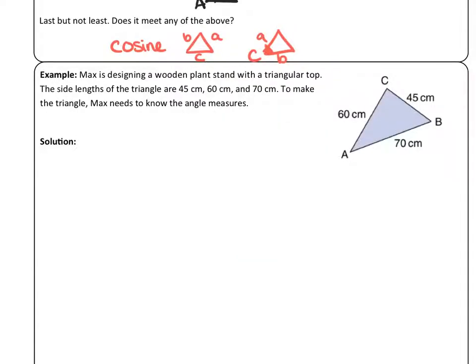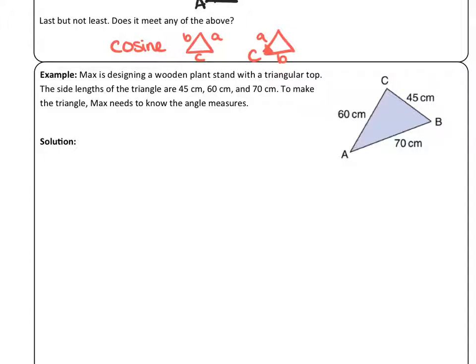Okay, so moving to the example, Max is designing a wooden plant stand with a triangular top. The side lengths of the triangle are 45, 60, and 70 centimeters. To make the triangle, Max needs to know the angle measures. So we've got a diagram here.